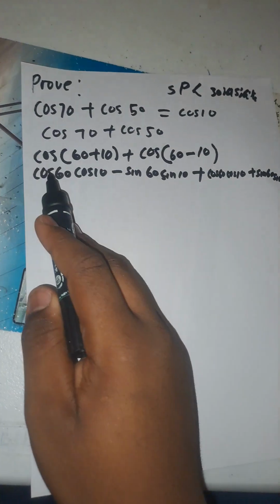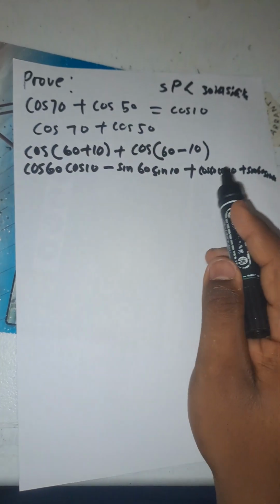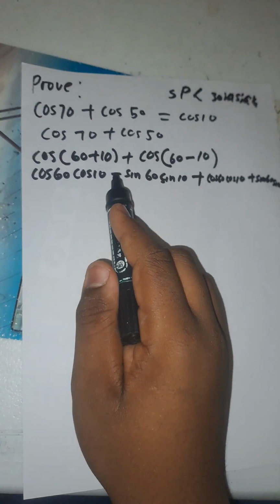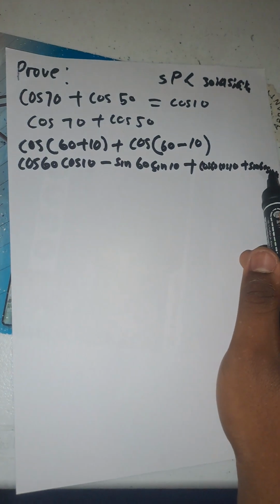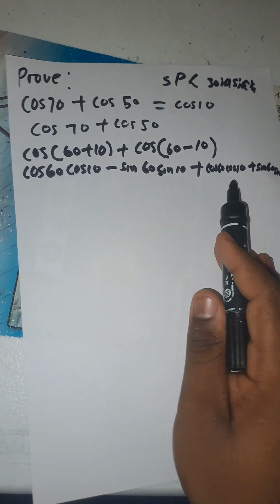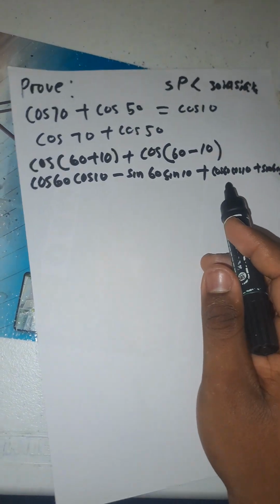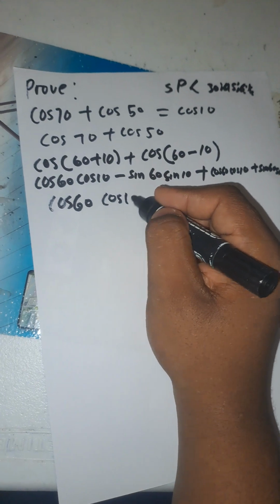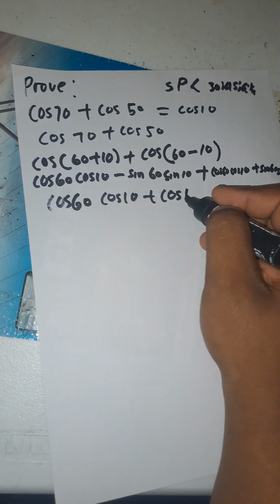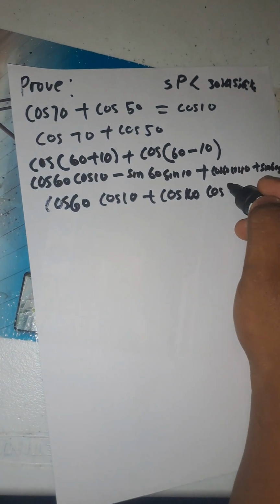So since you are here, cos 60 cos 10, cos 60 cos 10 that side, minus sine 60 sine 10 plus sine 60 sine 10. So minus and a plus is 0. So I'm left with cos 60 cos 10 plus cos 60 cos 10.